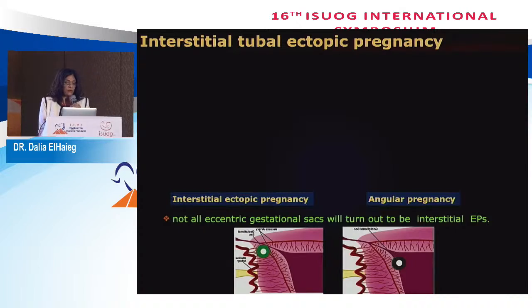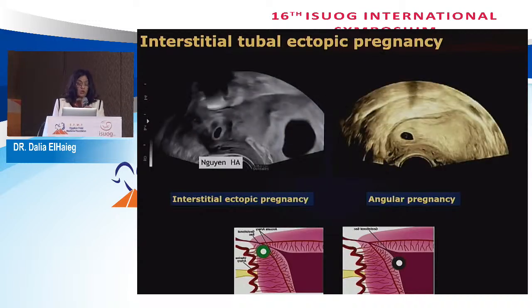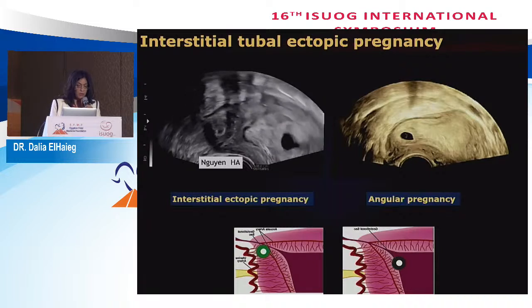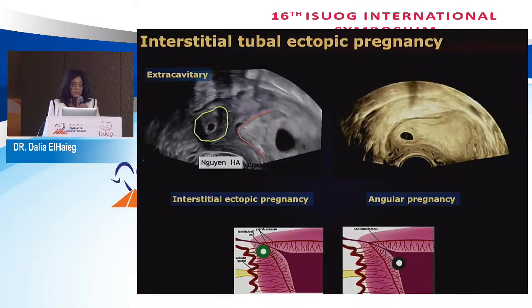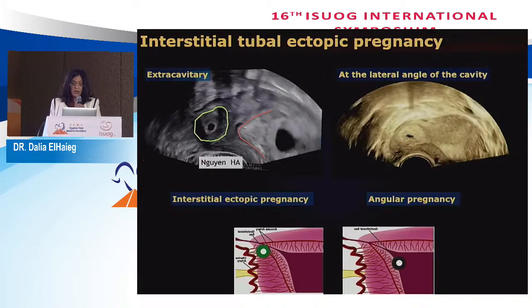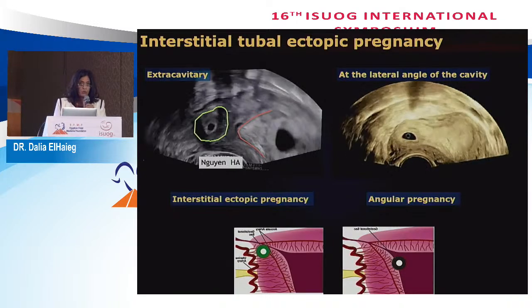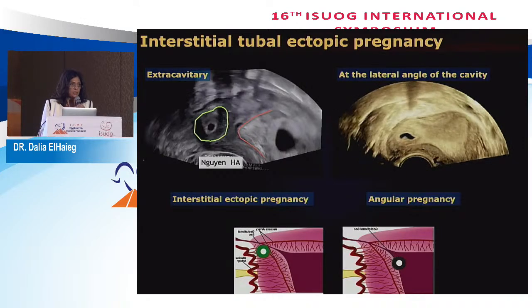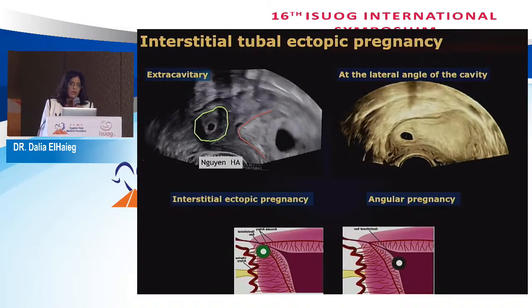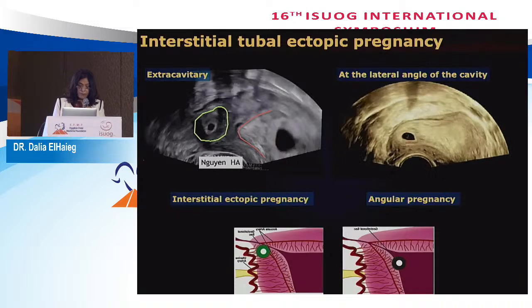We have to differentiate between two important entities because not all eccentric gestational sacs will turn out to be interstitial. We have to know that in interstitial ectopic pregnancy, it is within the uterus but outside the cavity, as you can see here, while in angular pregnancy, the gestational sac implants in the cavity, but at its lateral angle. And it's very important to differentiate between these two entities because although they are only a few millimeters away, they have very disparate outcomes.